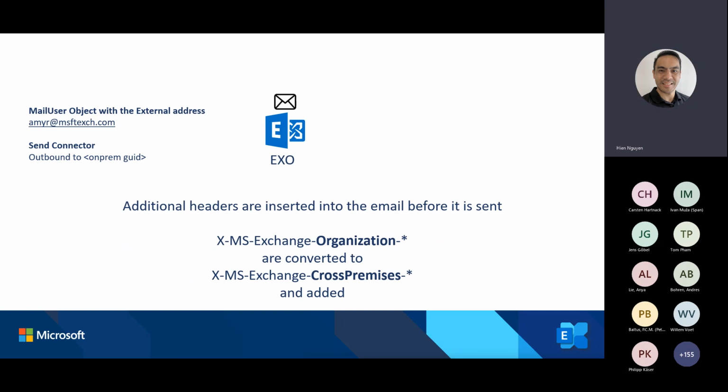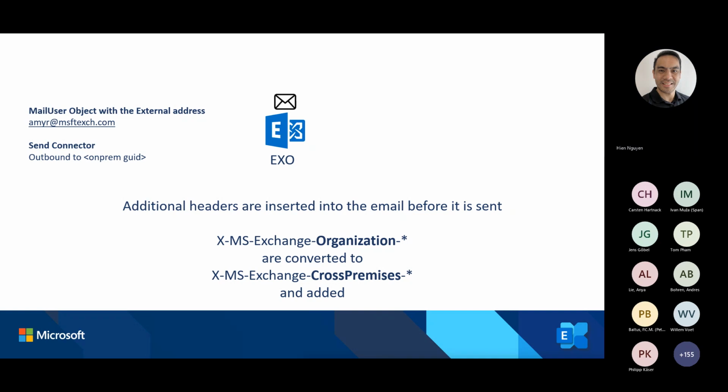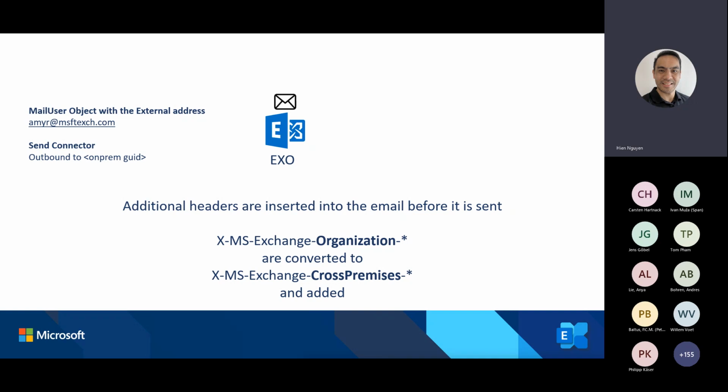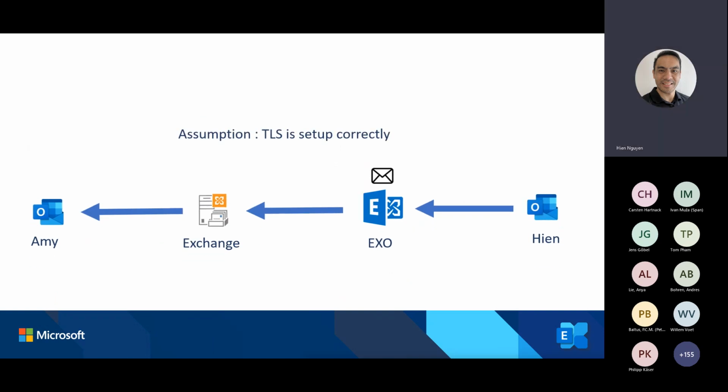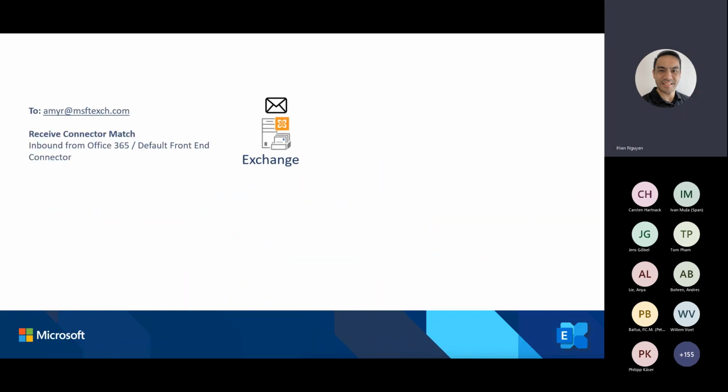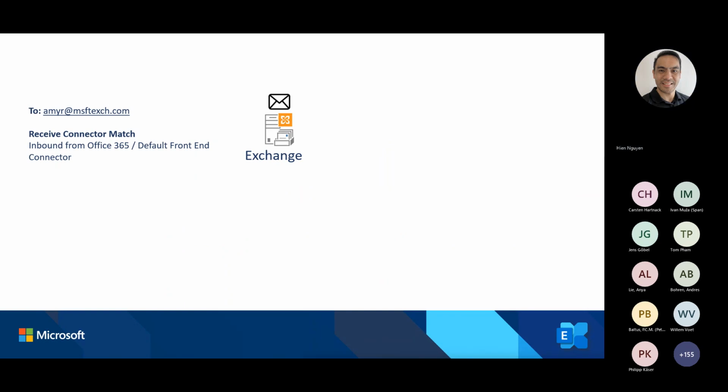Additional headers are then inserted into the email before it is sent. Remember the accepted domain, your domain is in Exchange Online already, so it will add the cross-premises headers. We're going to assume TLS is set up correctly again, because if it's not, the mail is not going to arrive into Exchange. So on-prem, we'll do a receive connector match.